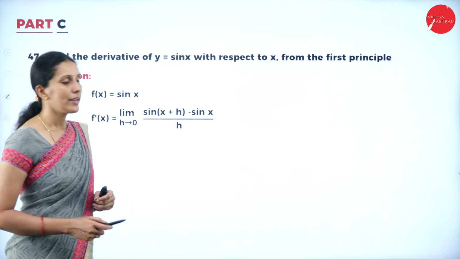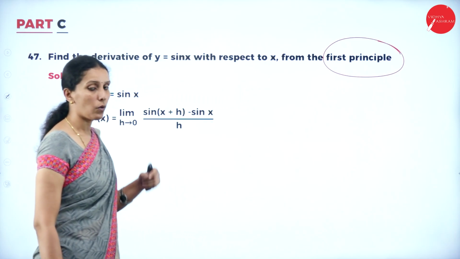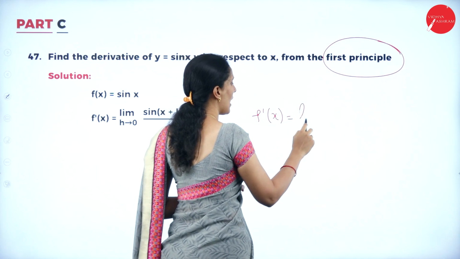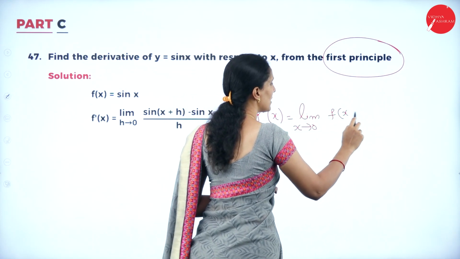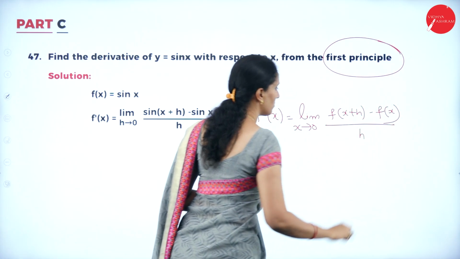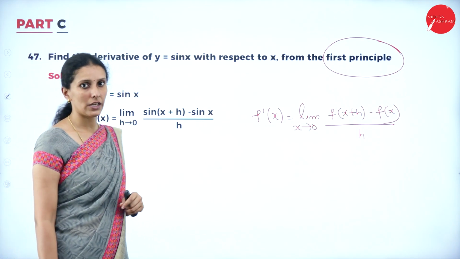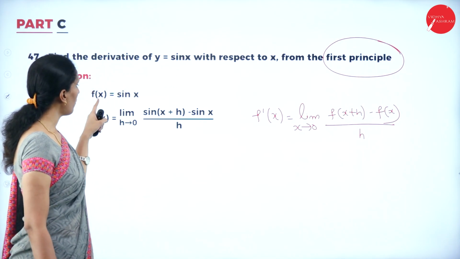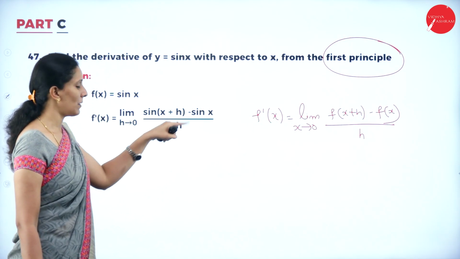Next one. I said there will be one question to find the derivative using first principle. What is the definition of first principle? f dash of x is the limit h tends to 0 of f of x plus h minus f of x divided by h. Using this definition, we have to find the derivative of any function given. Here they have given y is equal to sin x. Hence, in the place of f of x, it is sin x, and in the place of f of x plus h, it is sin of x plus h.